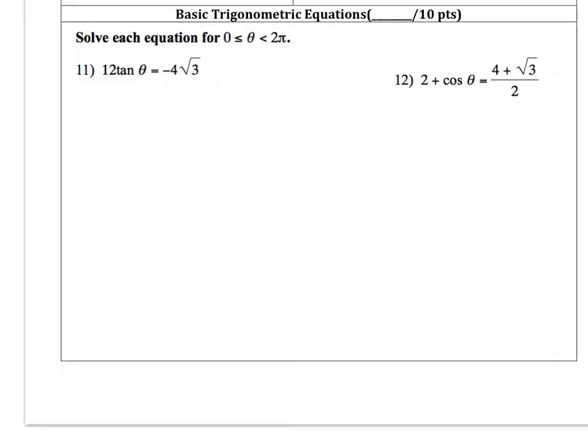Here we're looking at some trig equations and setting this up. First thing I have to do is get each trig function by itself. So for example, 12 tangent theta is equal to negative 4 square root of 3. First thing I might do is divide both sides by 12. And I end up with tangent of theta is equal to the negative square root of 3 over 3 after I reduce 4/12 to 1/3.